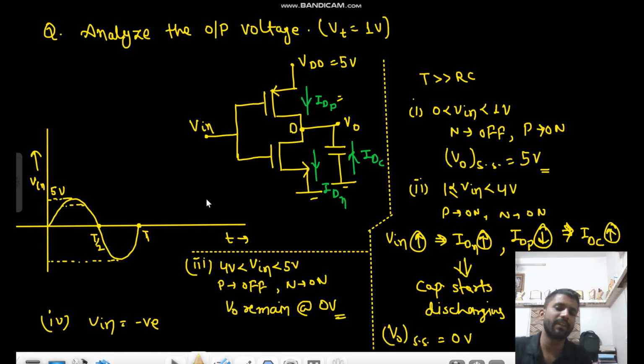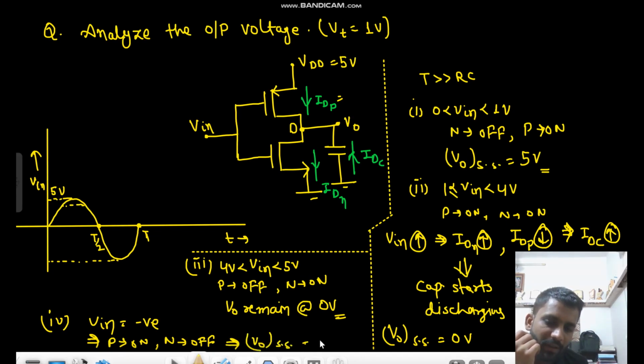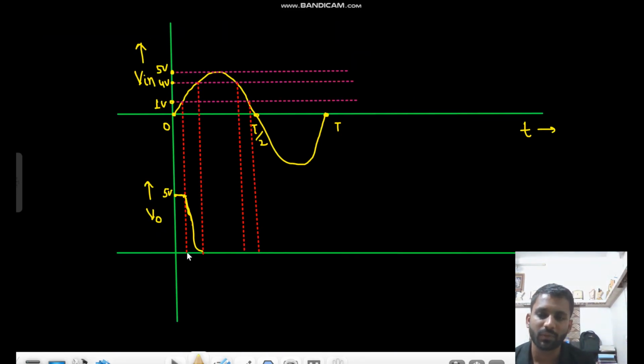If Vin is negative, then your PMOS will be on. PMOS on and NMOS is off. That means your Vo steady state would be 5 volts, right? If this is on and this is off, your Vo steady state would be 5 volt. We are analyzing it for Vin negative, so Vo steady state would be 5 volt. So for this cycle we have seen.